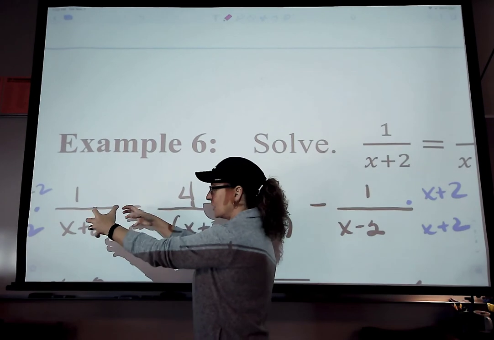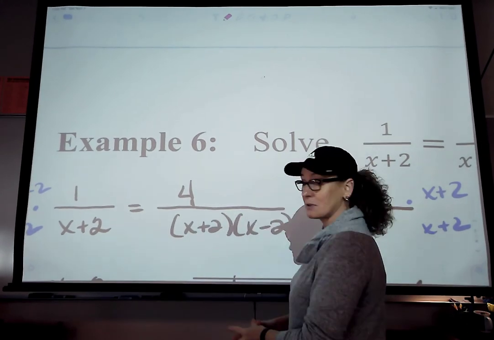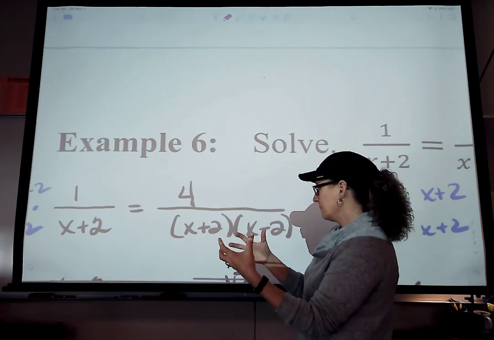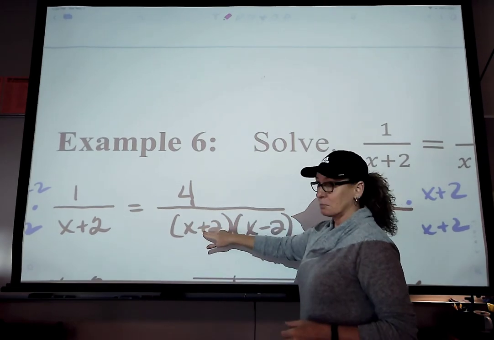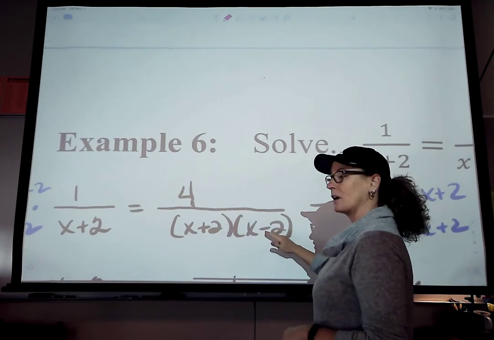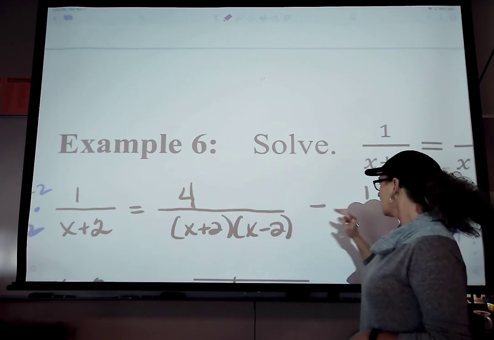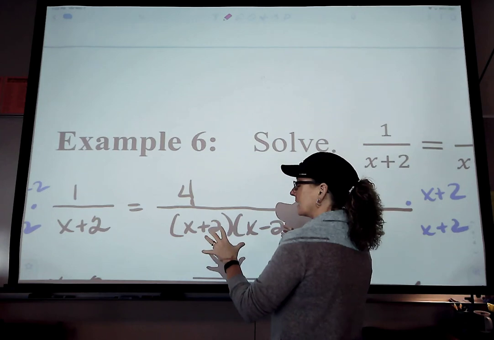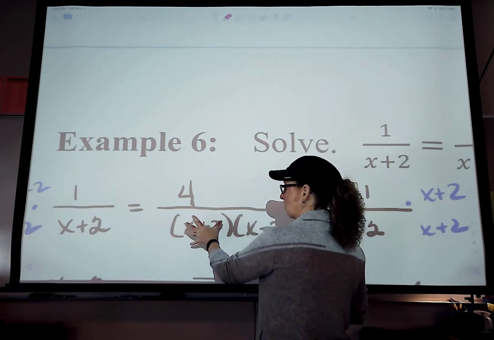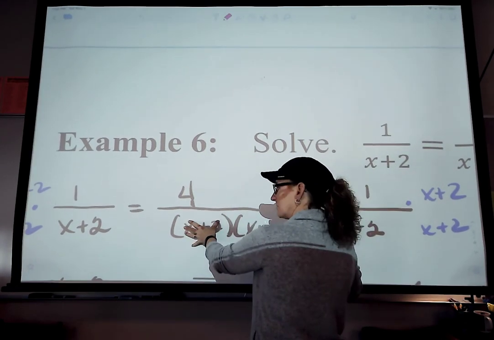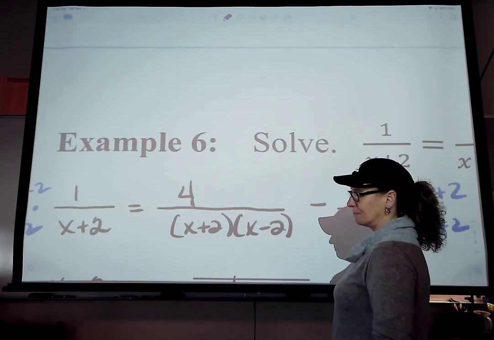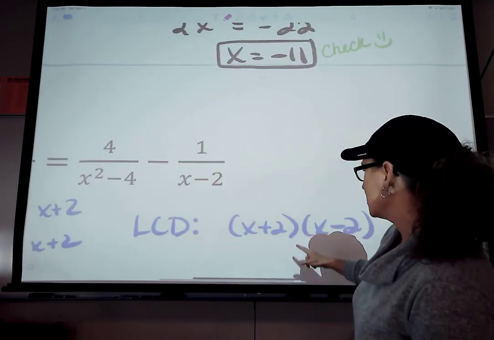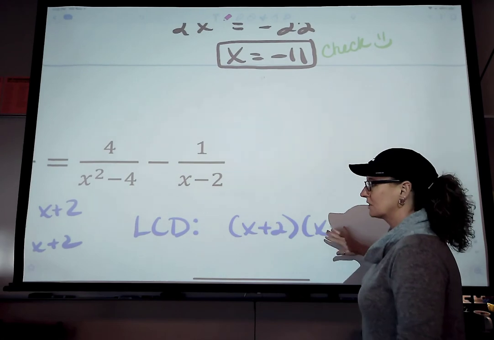This one has a binomial of x plus 2, so that's going to be one of my factors in my lowest common denominator. This one already has an x plus 2, woohoo, but it's also got an x minus 2. This one has an x minus 2. So basically my lowest common denominator is going to be one of each. I have to have an x plus 2 and I have to have an x minus 2. I think I wrote that somewhere. Yeah. My lowest common denominator is this binomial times this binomial.